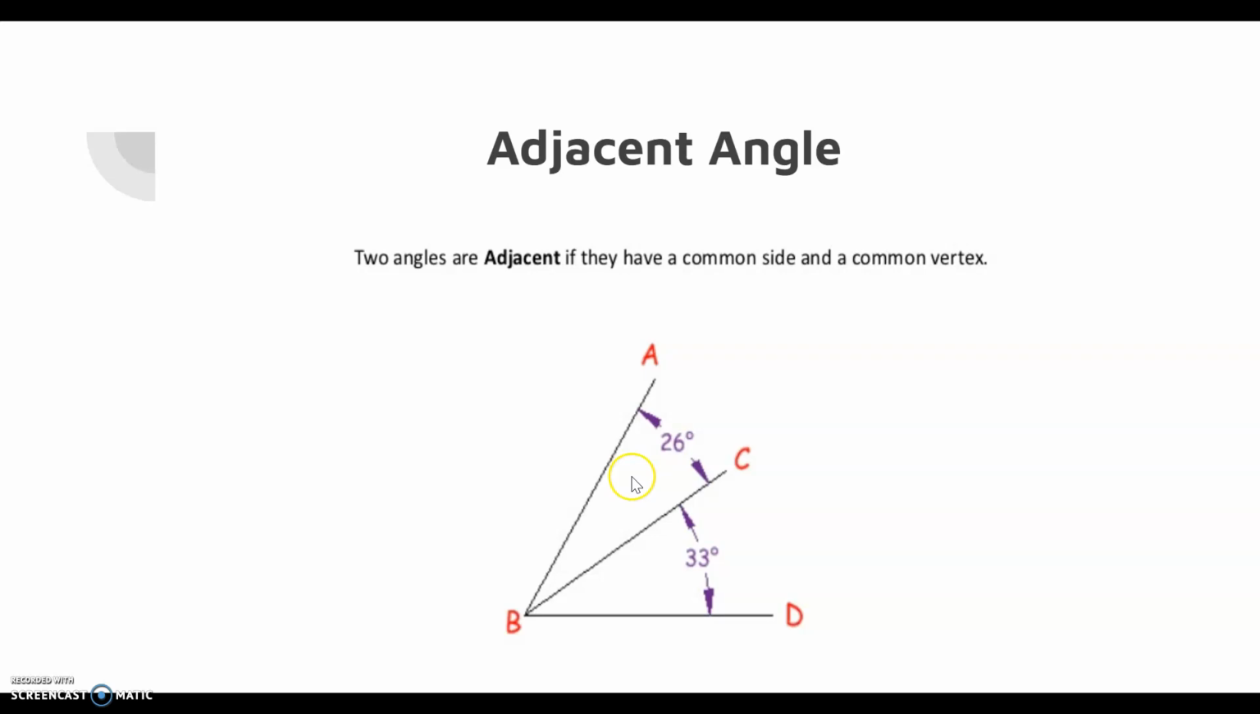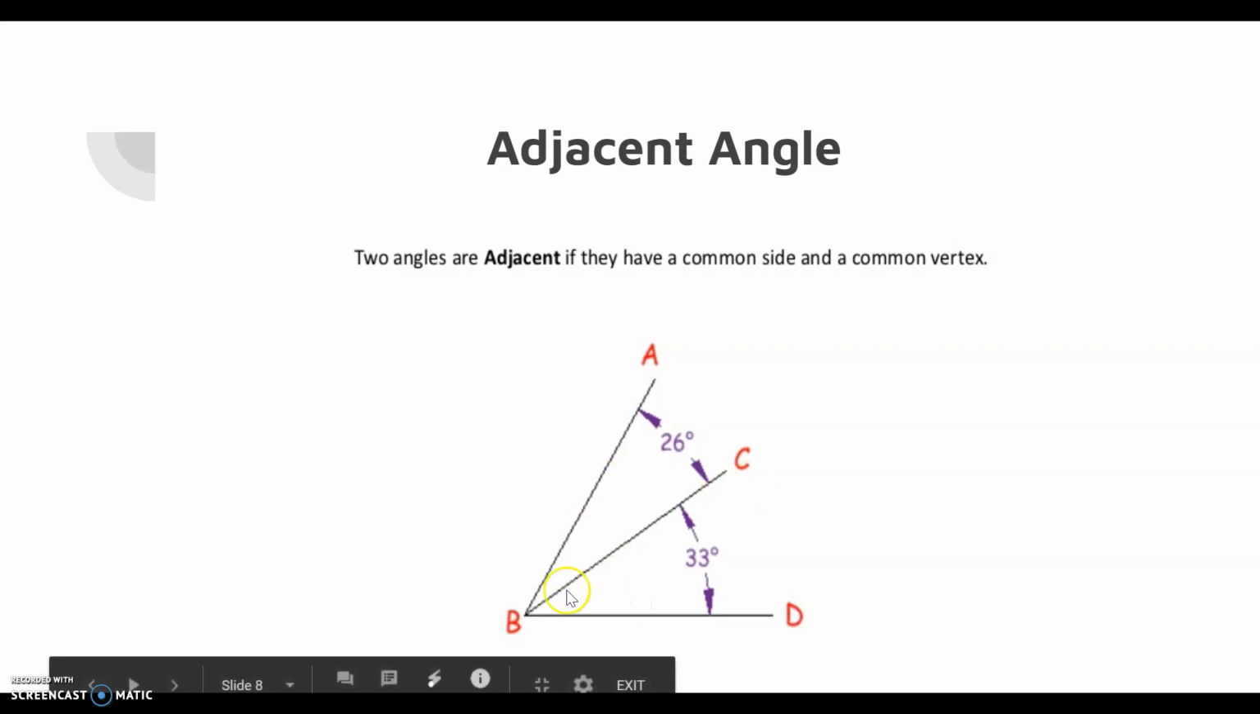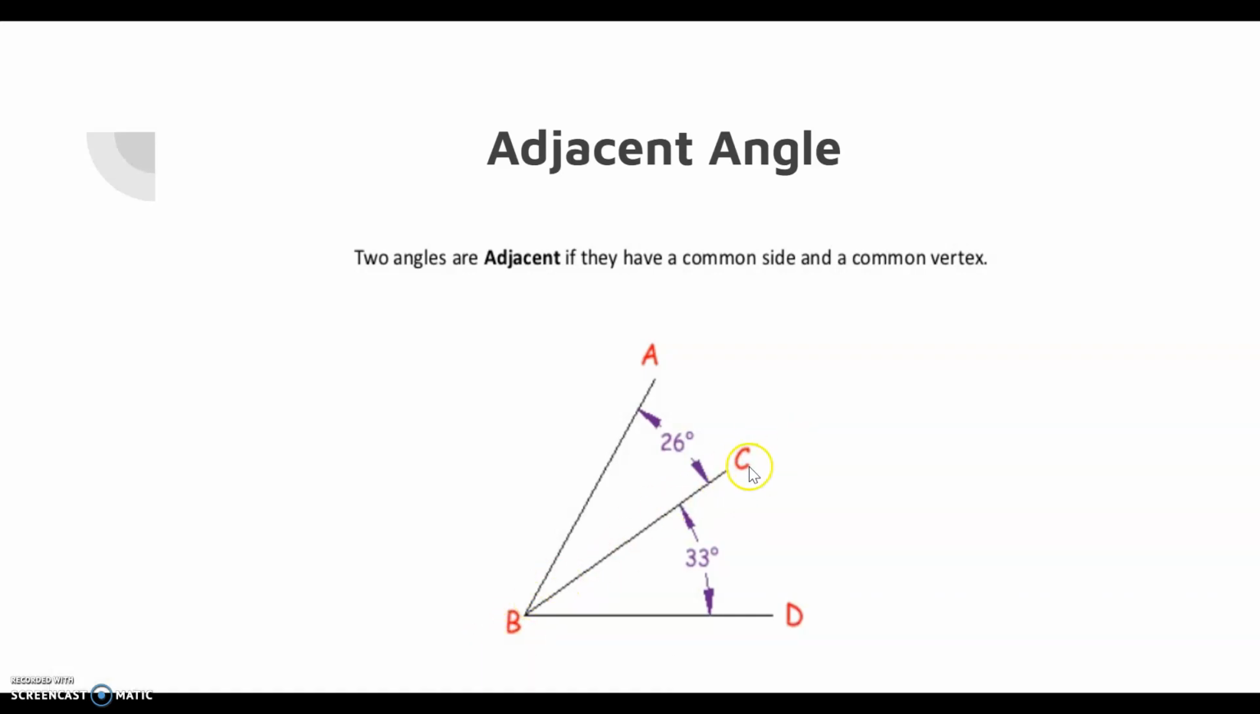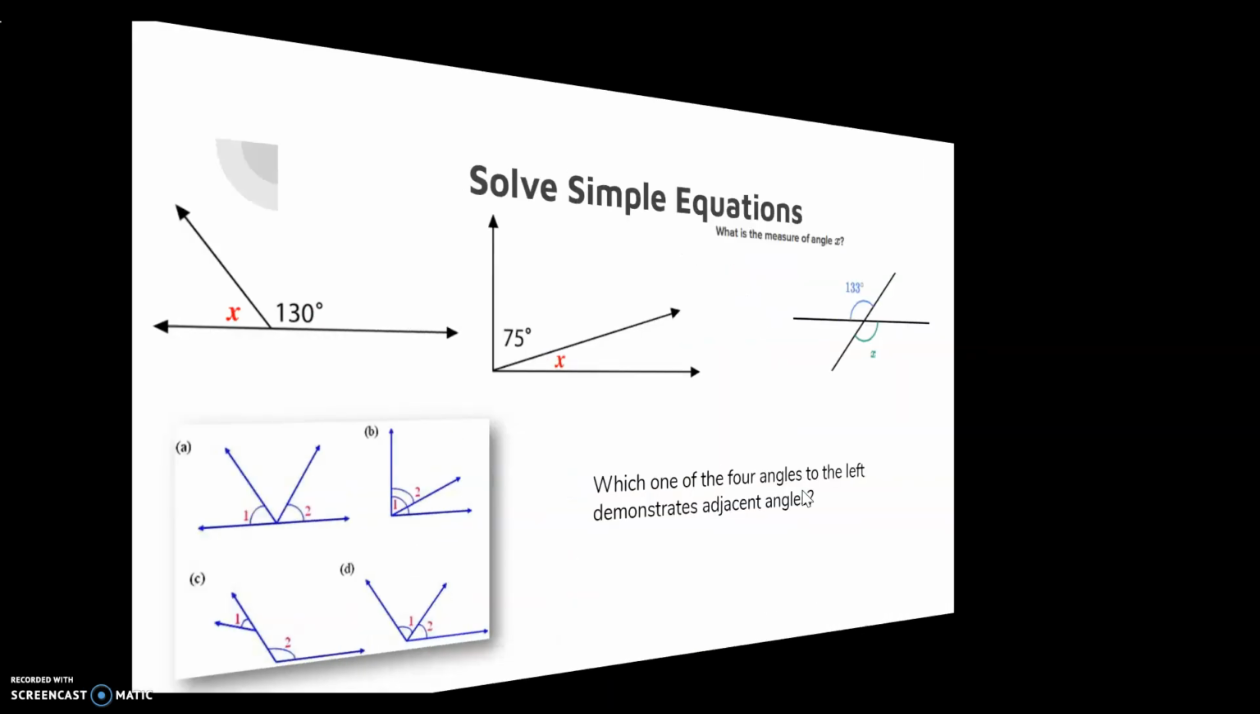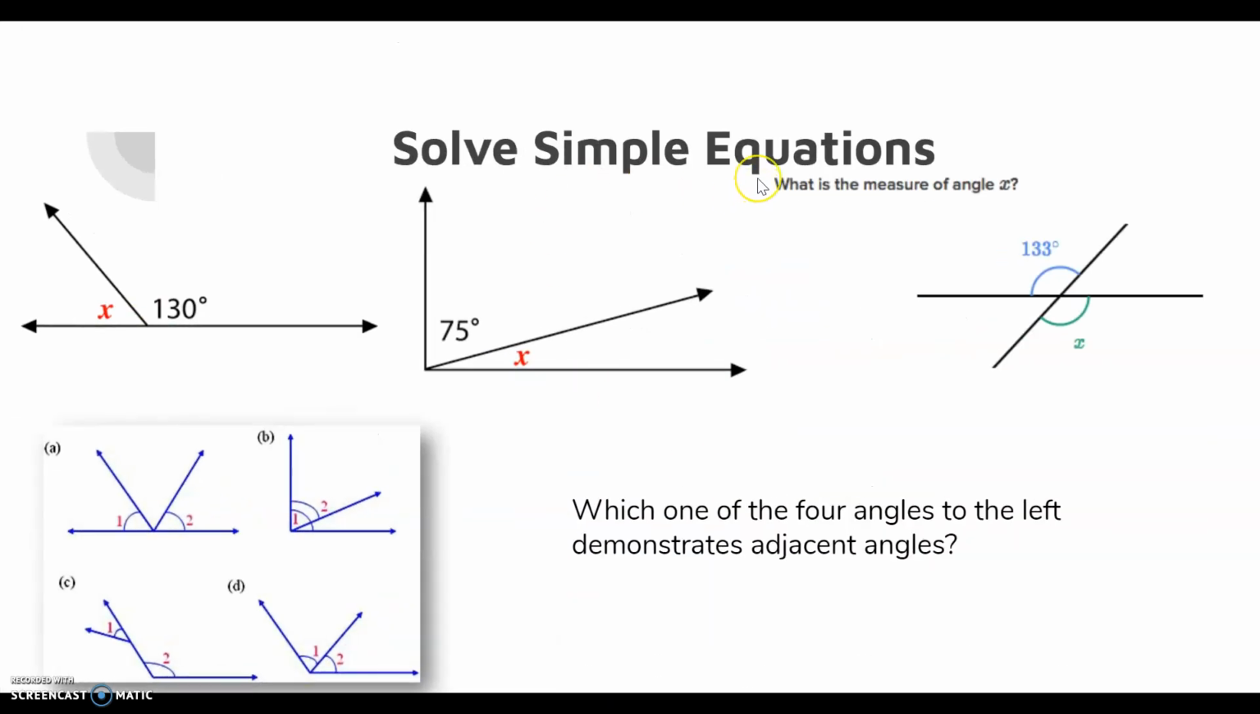Adjacent angles are two angles that have a common side that's shared between them and a common vertex. So this 26 degree and this 33 degree have the same vertex B, and they share the side C with each other. Okay, so I want you guys to go ahead and solve these simple equations.